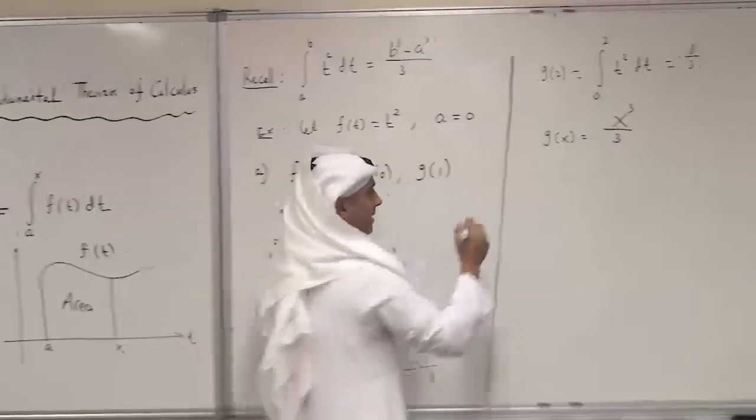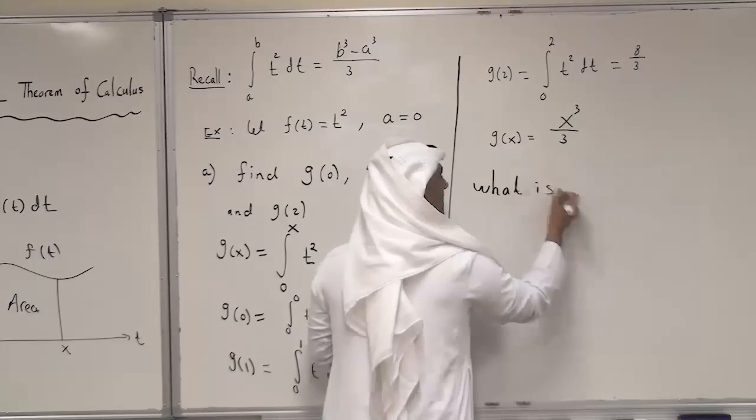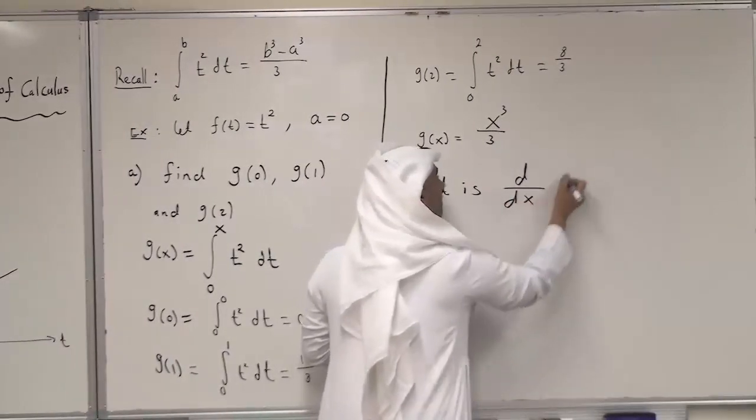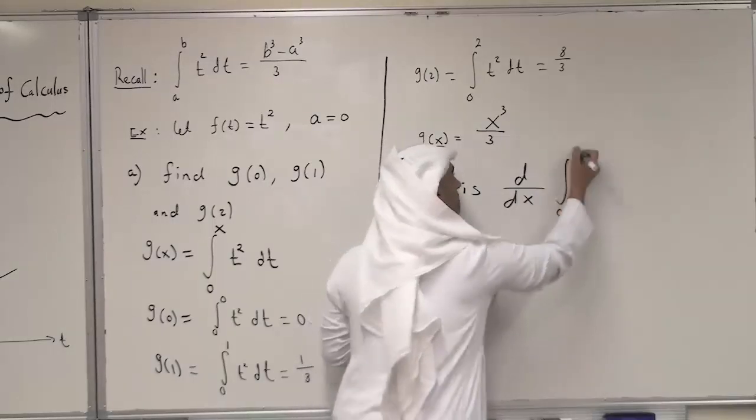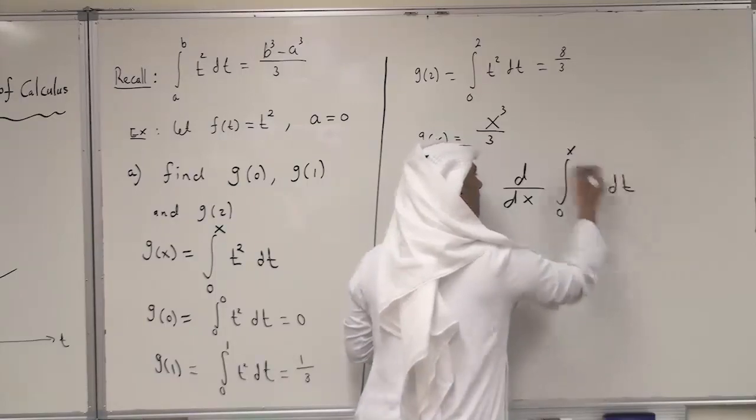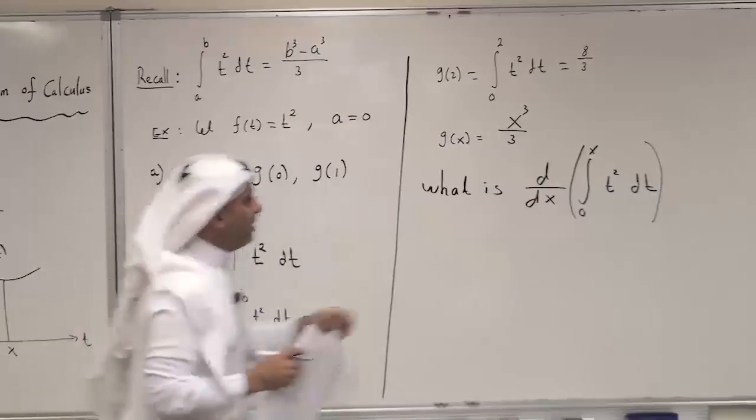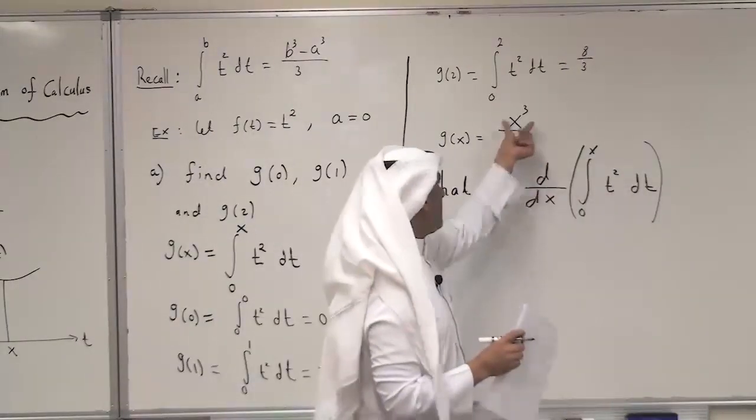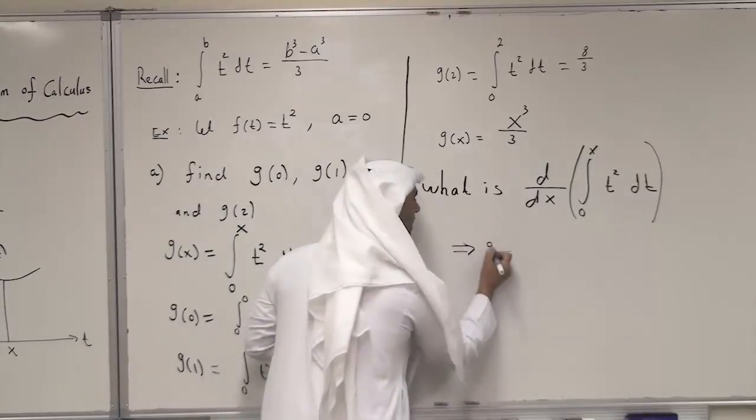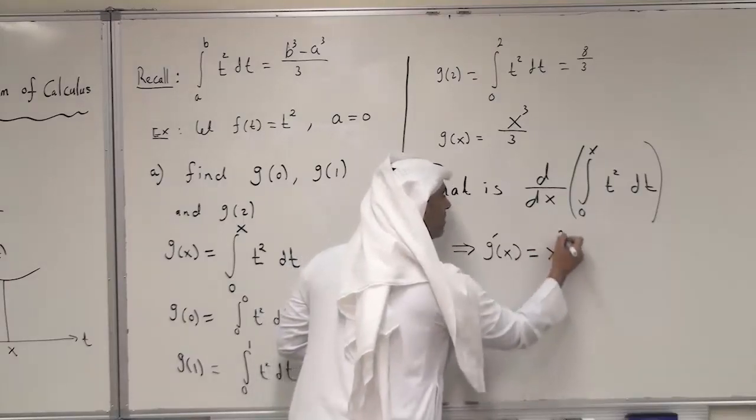The question now is, what is the derivative of this function? d by dx of the function we are defining, the integral from 0 to x of t squared dt. This is what we are trying to find. But the integral from 0 to x of t squared dt is just x cubed over 3. So this implies g prime of x is equal to x squared.